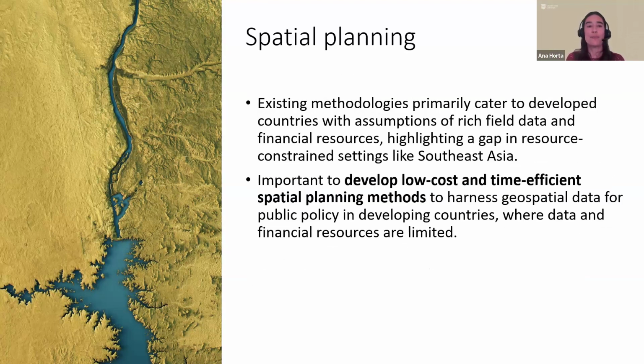So you heard me talk about the fact that geospatial data powers spatial planning, and it works quite well when we have large, comprehensive, detailed data sets available.